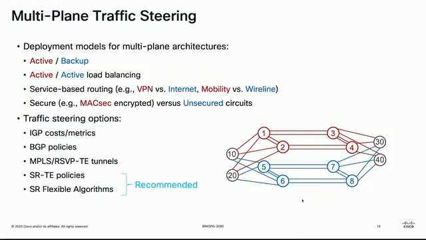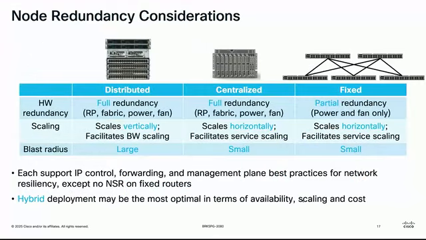Obvious question is, how do we make use of this plane and how do we steer the traffic? A couple of technologies available. You can play with IGP cost, BGP policies, RSVP-TE. We highly recommend making use of SR-TE policies and SR Flex Algo because of its simplicity, scalability, and advanced capabilities. Now let's take a look at node redundancy as well.